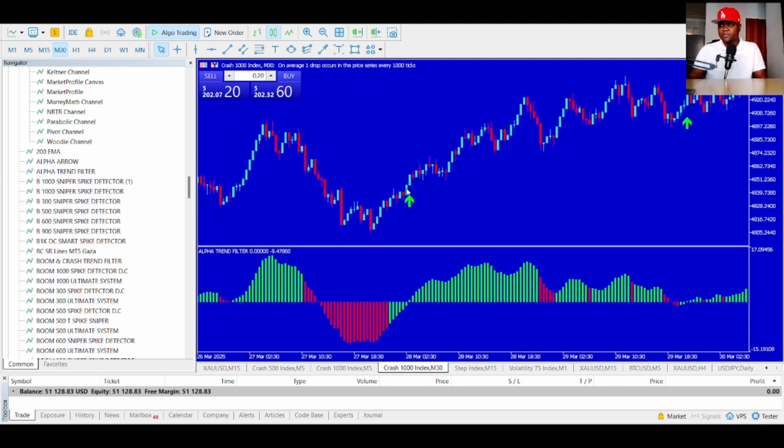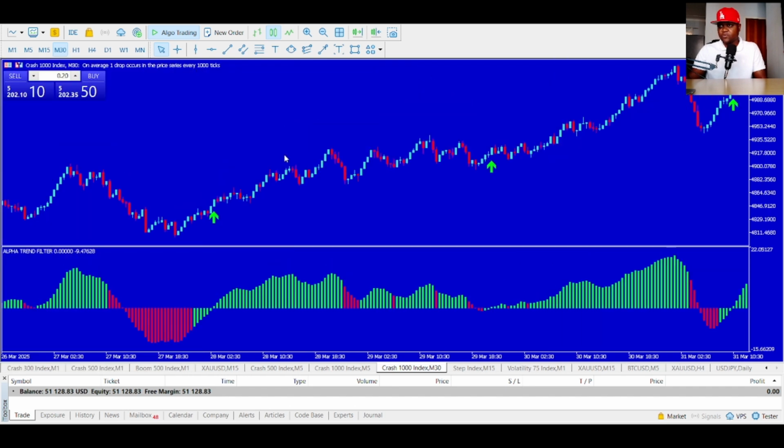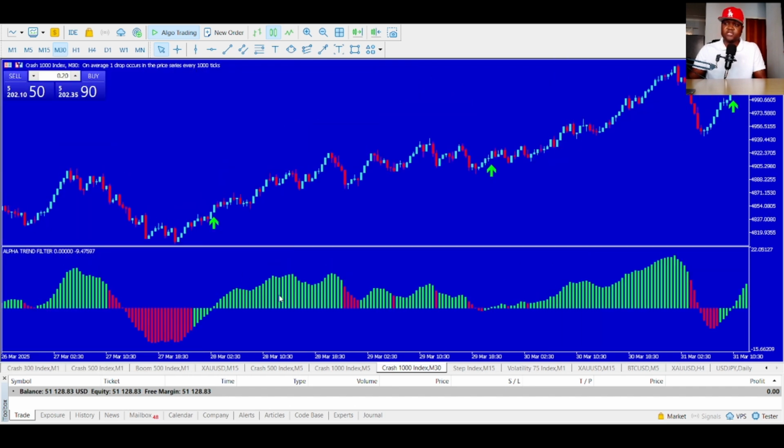So on the main chart, we have here an arrow. This is the alpha arrow. Then on the indicator window, we have this histogram, which is our alpha trend filter. So the trend filter is there for trend confirmation. It tells us if you are in a bullish trend or if you are in a bearish trend. Are we in an uptrend or downtrend? So basically, that's the purpose of this histogram, which we call the alpha trend filter.